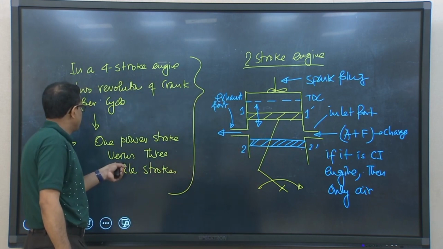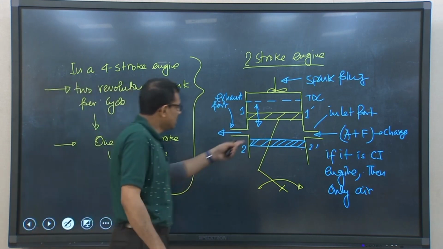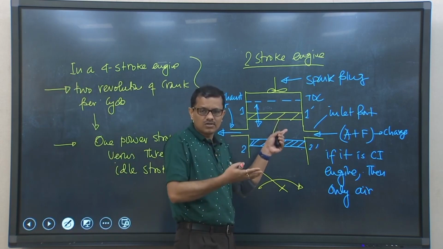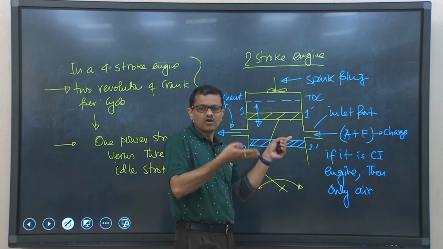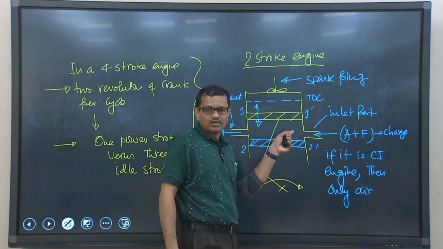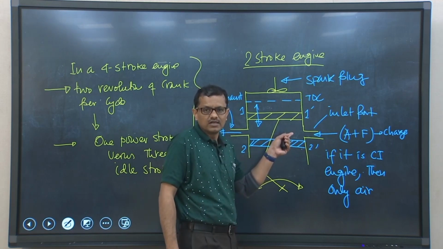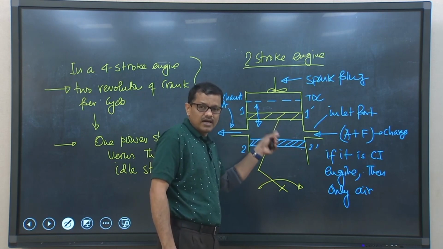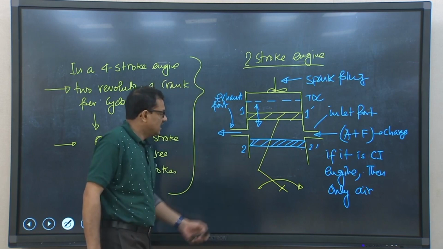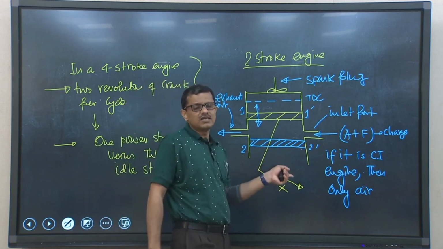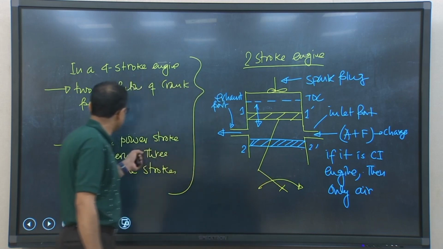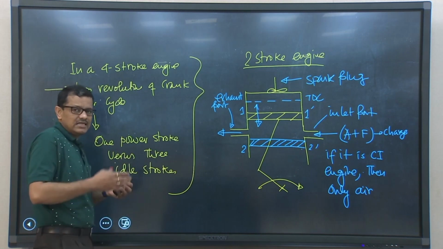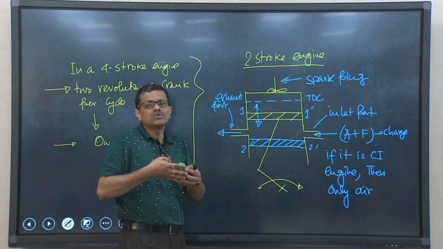In this case, per cycle, in this particular arrangement, the number of occurrences of the power stroke is higher. Consequently, the power output is expected to be double that of a 4 stroke engine, because there is 1 power stroke versus 1 idle stroke, and that too in 1 revolution of the crank. In a 4 stroke engine there are 2 revolutions of the crank per cycle and 1 power stroke.